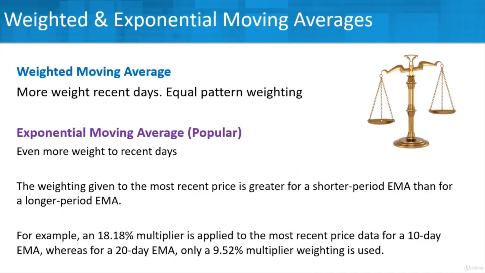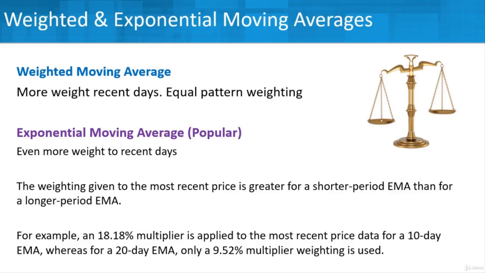Another one that's very popular is an exponential moving average, where it puts even more weight on recent days. The weighting given to the most recent price is greater for a shorter-term exponential moving average, or EMA, than for a longer-period EMA. For example, they might apply multipliers. If an 18.18% multiplier is applied to the most recent price data for a 10-day exponential moving average, then for a 20-day EMA, that would be 9.52 as far as the multipliers that they're using.